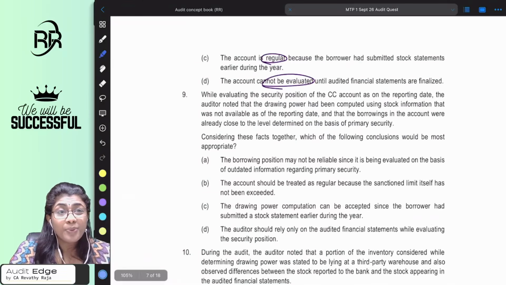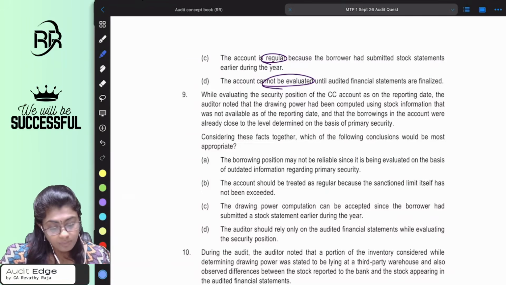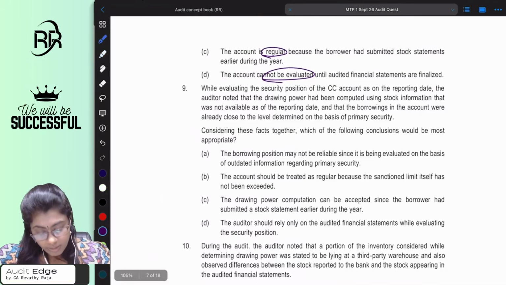Bank Audit is an important chapter. Please don't skip that chapter. Mostly some MCQ might be there. Might. Now next one.